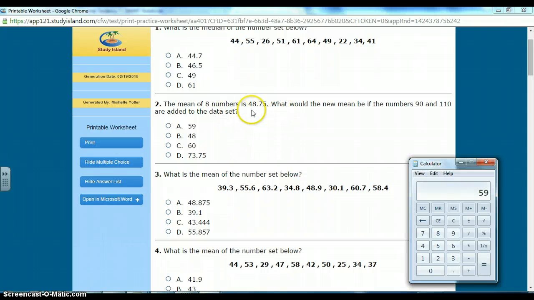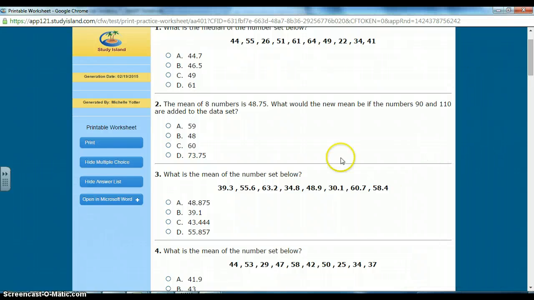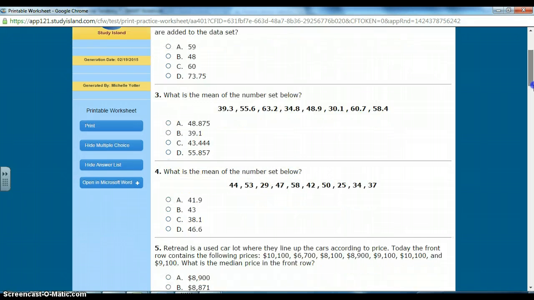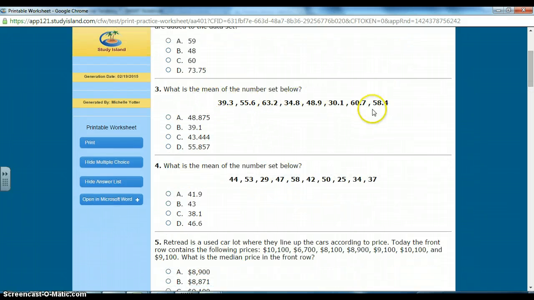If the mean of 8 numbers is 48.75, then we're going to multiply this times 8 to get the sum of those 8 numbers. Add in our 2 new numbers, then divide it all by 10, because now we're trying to find the average of 10 numbers, and that comes out to be 59. That was a little tricky. Okay, the mean, just add them all up and divide by how many you have.